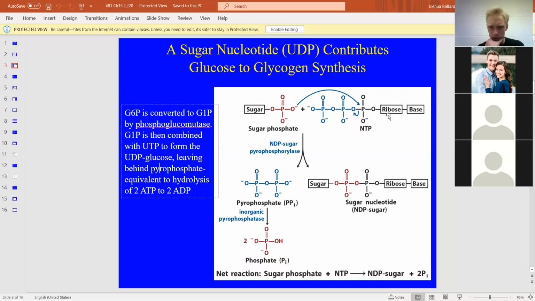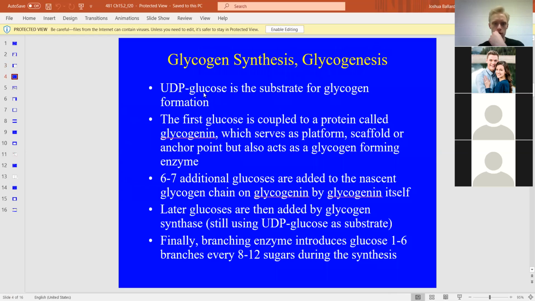I'm just trying to figure out the purpose of this one. So we have a phosphate group, and this is NTP. This produces the sugar nucleotide, and that sugar nucleotide contributes glucose to glycogen. So this is glycogen synthesis. UDP-glucose is the substrate for glycogen formation. So in this case, we're talking about forming glycogen.